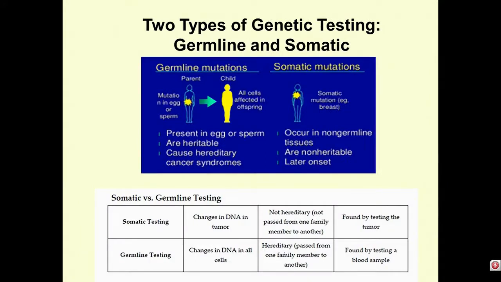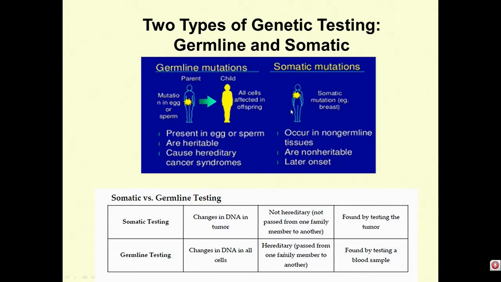There are actually 2 types of genetic testing that I'm going to talk about today, both germline testing and somatic testing. And the diagram here and the chart give us more information about those types of testing. Germline mutations are changes that are present in almost all of the cells of our body, including in our eggs or in our sperm if we're a male. These are inherited or can be passed down from parent to child through the egg or sperm. And these are the mutations that cause hereditary cancer syndromes that we see in families.